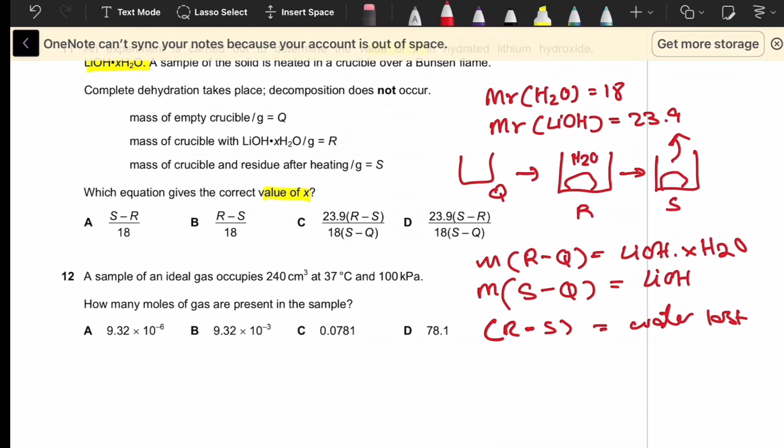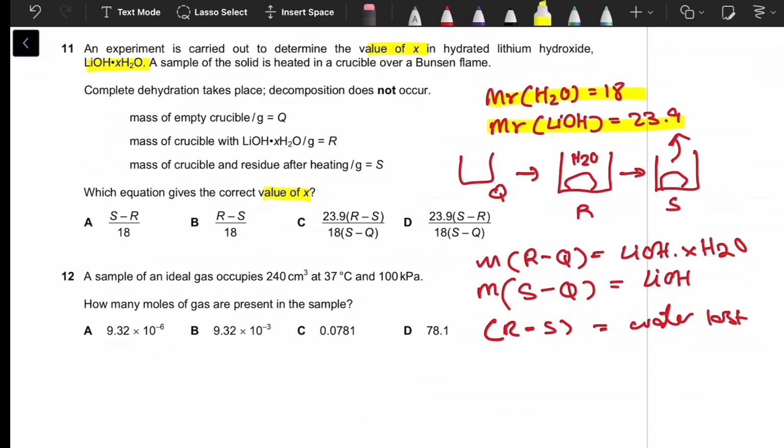Now, I've written the MRs of each of these because they are basically just the sum of the atomic MRs that you can find in the periodic table. Just to speed things up a little bit, I have just put them up there. So really we know that moles equals mass divide MR. We can find the moles for each of these.